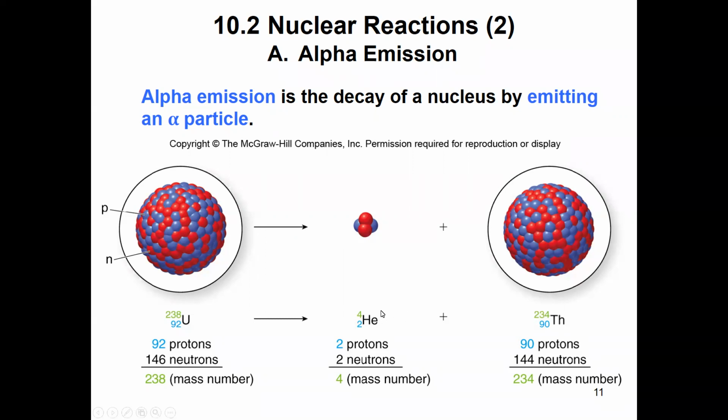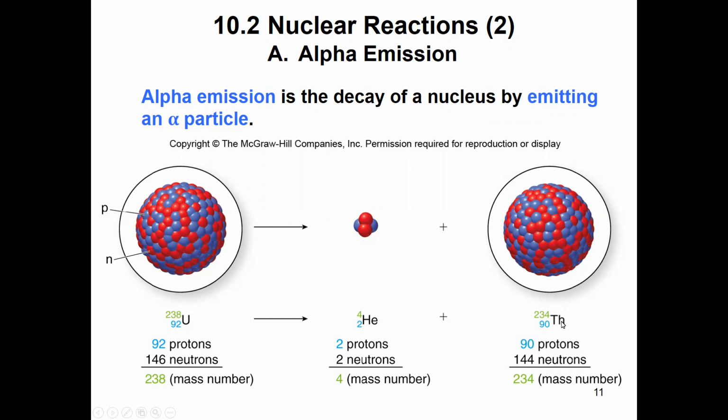And so when you remove this helium nucleus from the uranium 238, you need to do 238 minus 4 to get the mass number for the new element. So 238 minus 4 is 234. So the mass number of the new element will be 234. And to get the atomic number, you do 92 minus 2, and it's 90. So the new element has an atomic number of 90. And if you look at the periodic table, that is thorium. So thorium is atomic number 90.